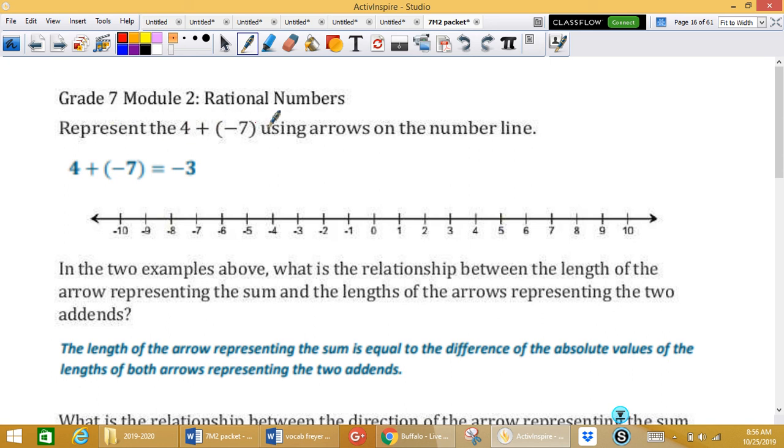Represent 4 plus negative 7 using arrows on a number line. In the example above, what is the relationship between the length of the arrow representing the sum and the length of the arrows representing the two addends? So I go from 0 to 4, then back 7. The length of the arrow representing the sum is equal to the difference of the absolute value lengths of both arrows representing the two addends.